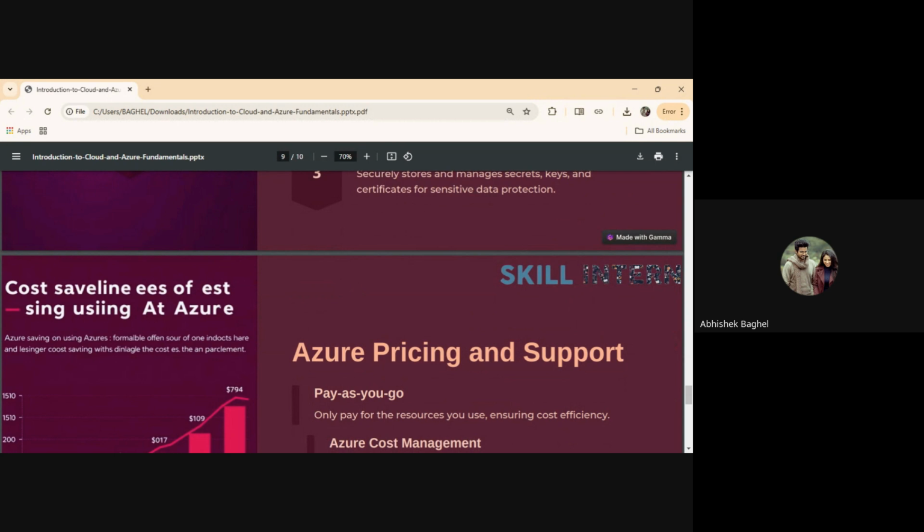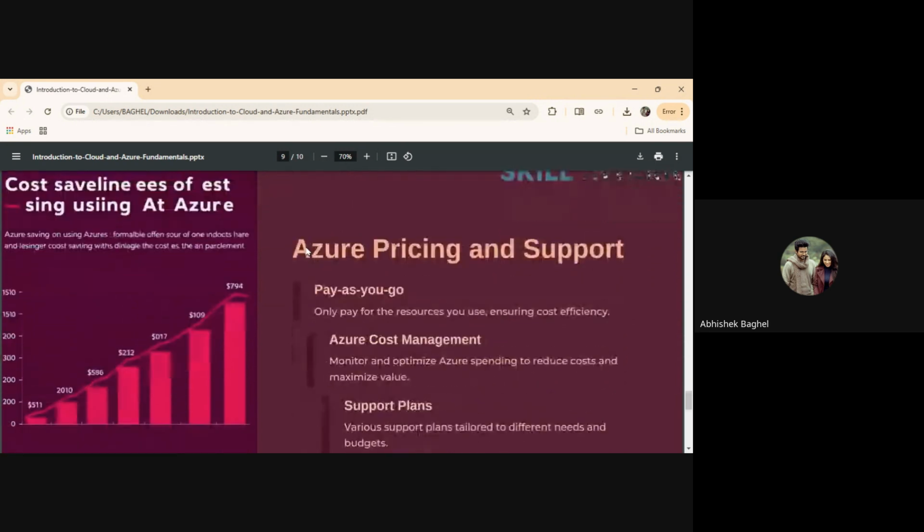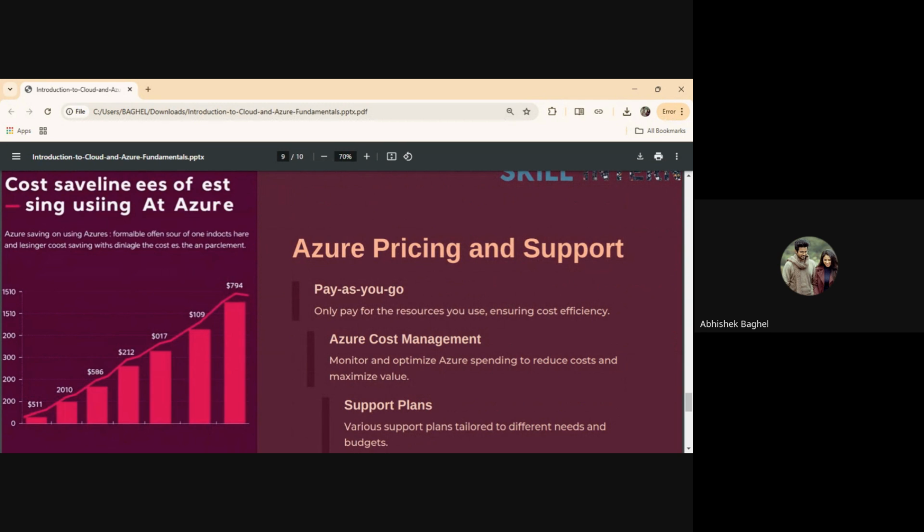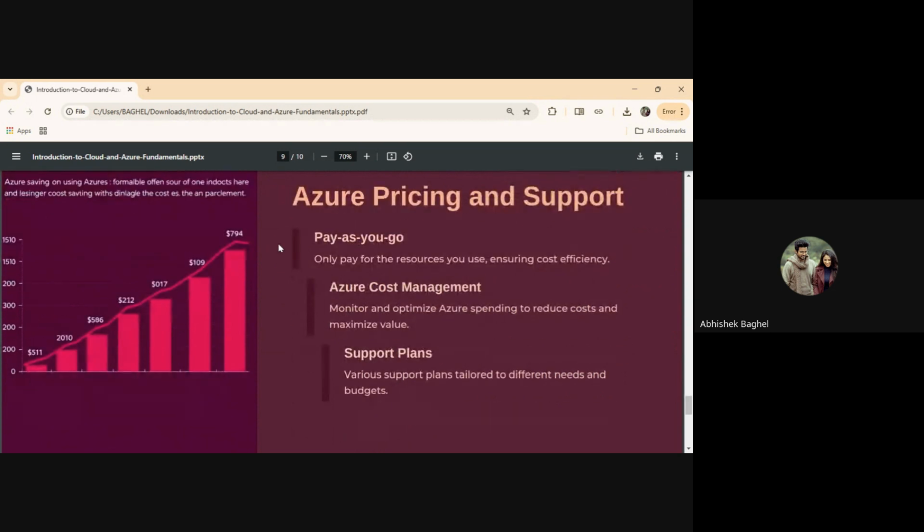First, the cost stabilizers of using Azure. Okay, so this is as well. Pricing goes as pay as you go. See how it costs. The graph pricing, pay as you go.